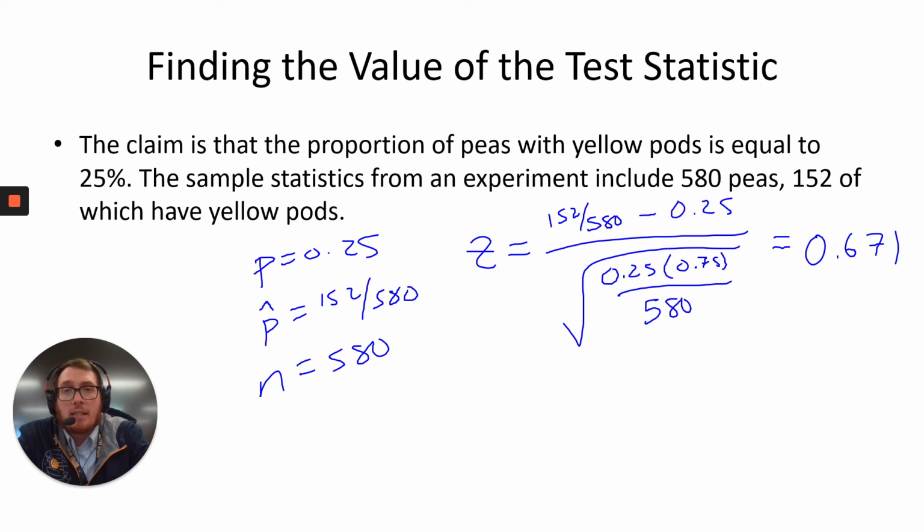For the next one, the claim is that the proportion of pods is equal to 25%, which means p is 25%, the proportion of the population. From my experiment, 152 out of 580, and 580 is n. Same idea though, p hat minus the proportion of the population, divided by the square root of p times q, divided by n, and then find that answer. And this z-score value will be 0.671, just to make sure that we're all getting to the right number. But you'll probably round that to the nearest hundredth again to use your table.